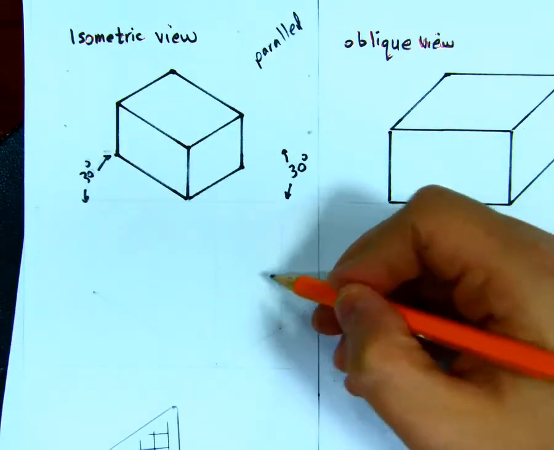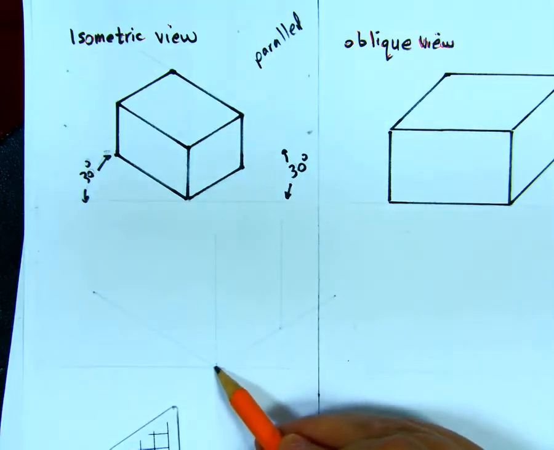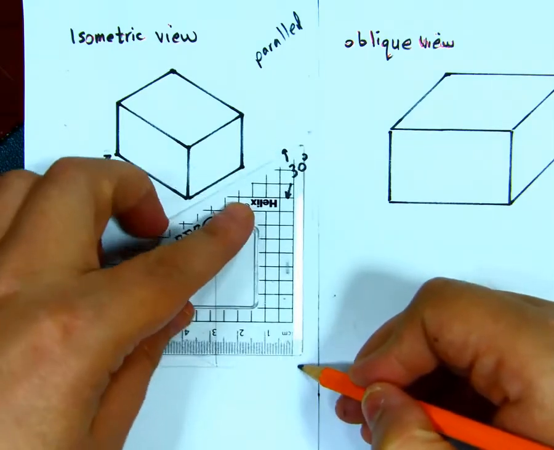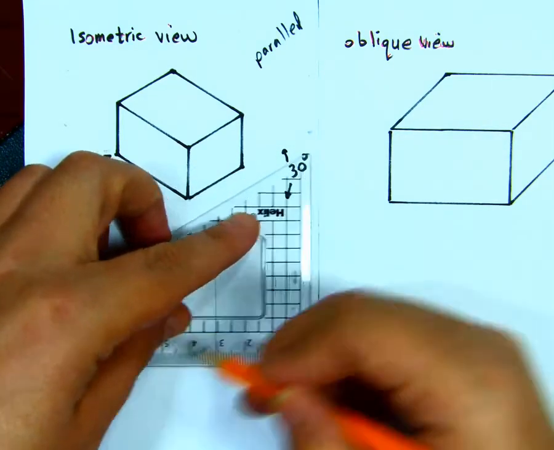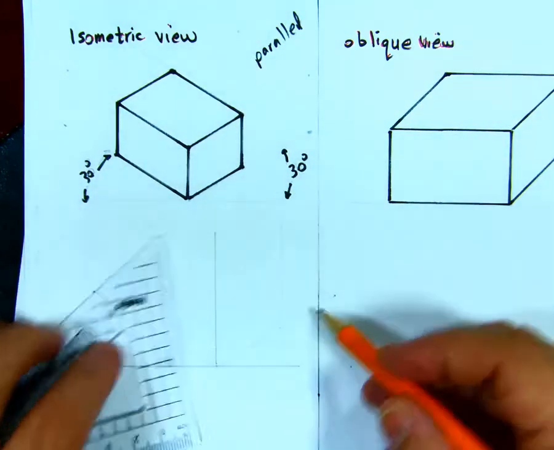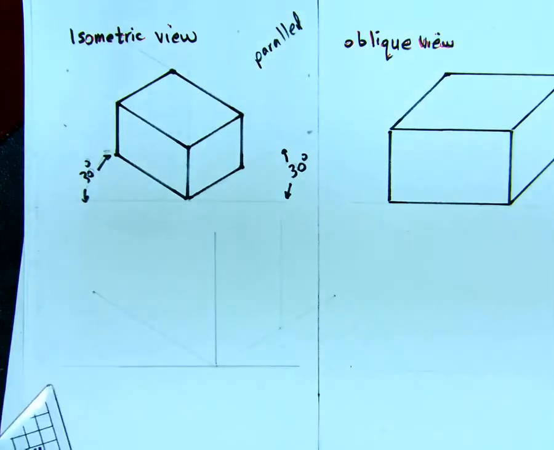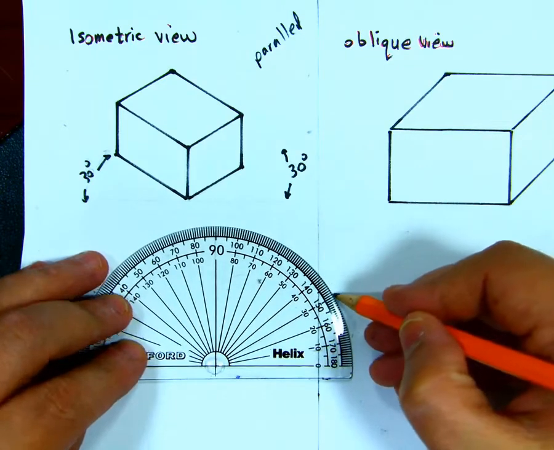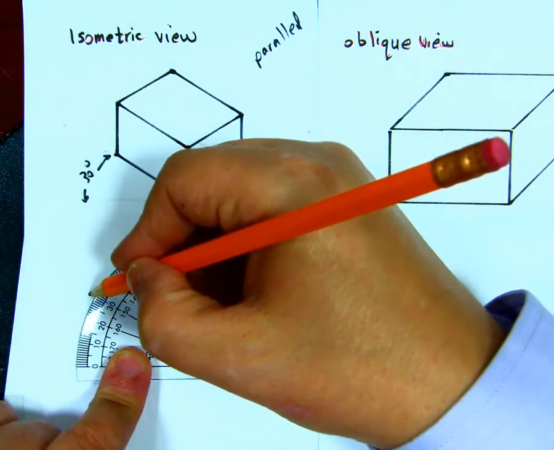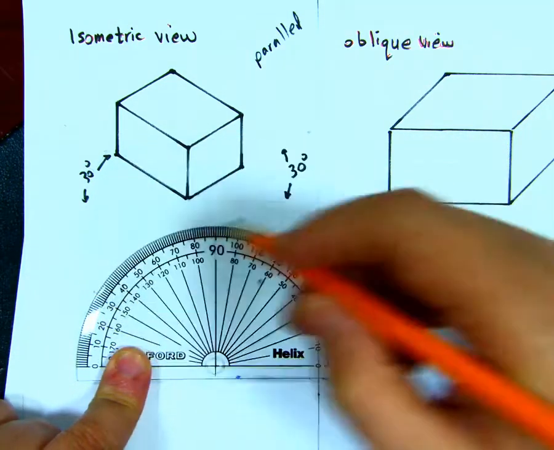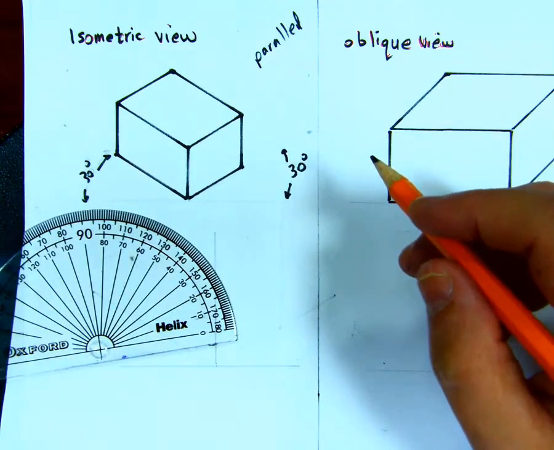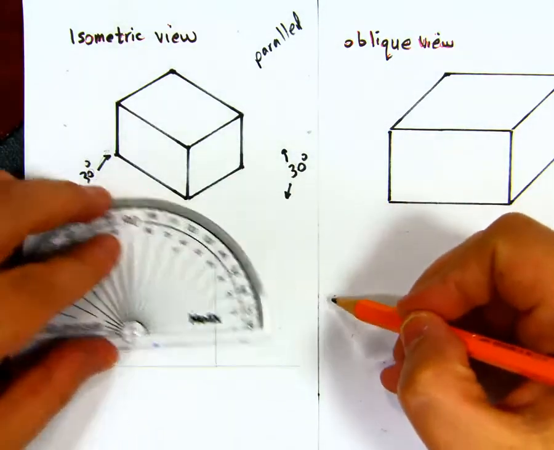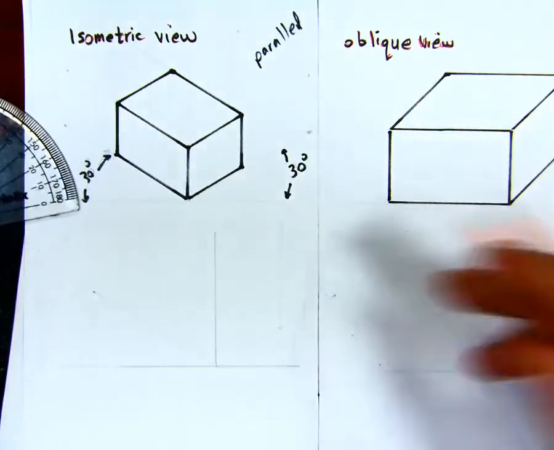I will draw a vertical line to this one. As you can see, I started with a vertical line and a horizontal line, and they are perpendicular to each other. Then I bring the protractor and draw 30 degrees to the right and 30 degrees to the left.